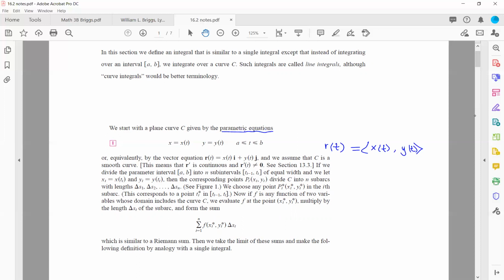And suppose that C as a curve is a smooth curve. What's the meaning of that? It means that you can take the derivative of that function, and that derivative is continuous, and the derivative is never zero.